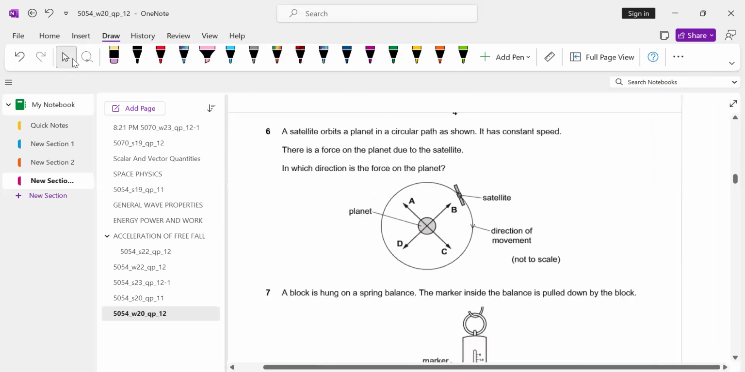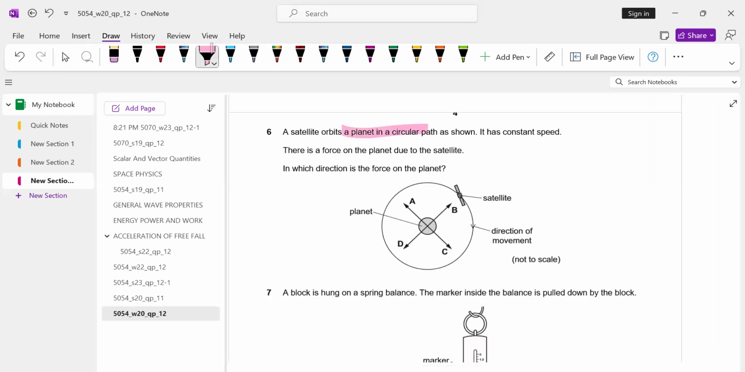A satellite orbits a planet in a circular path. So this question is regarding the circular path. Every year this question comes. It has a constant speed. There is a force on the planet due to the satellite. In which direction is the force on the planet? The force is always perpendicular. So this is the satellite, this is the planet, and the force would be in this direction, which is B. So option B is correct for question number 6.